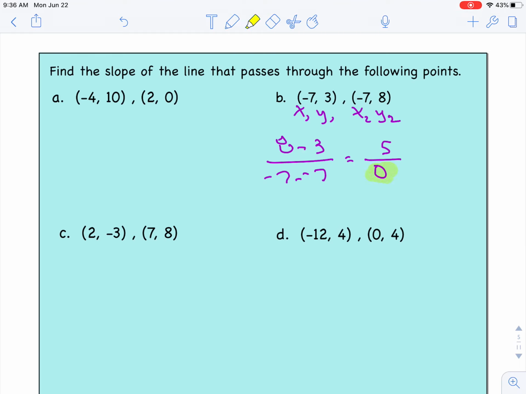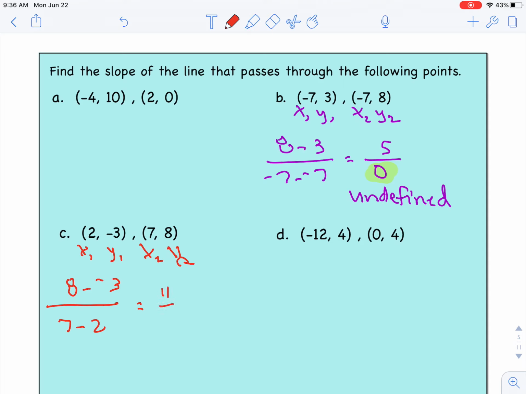When 0 is your denominator, that is what undefined would be. If 0 is your numerator, then that has a slope of 0. If you want to check that on your calculator, 5 divided by 0 will give you an error message. If you take it the other way around, 0 divided by 5, it gives you 0. We'll go through one more. So y2 minus y1, 8 minus negative 3, over x2 minus x1, 7 minus 2. So now we get 8 plus 3, which is 11 over 5. Again, there's your slope.